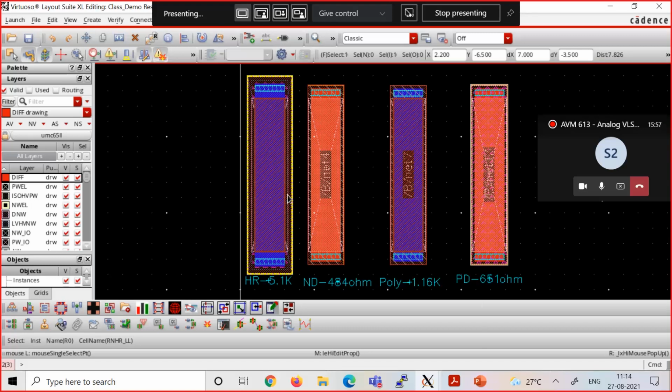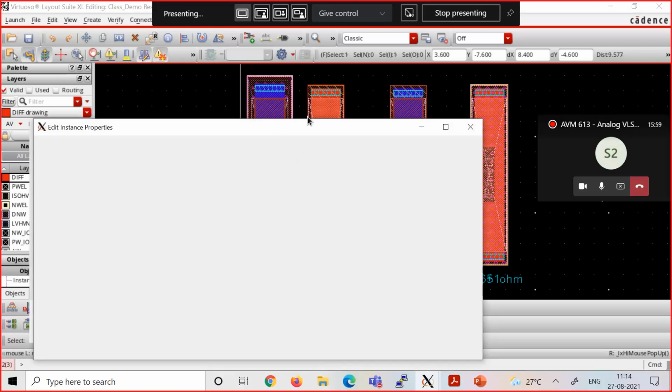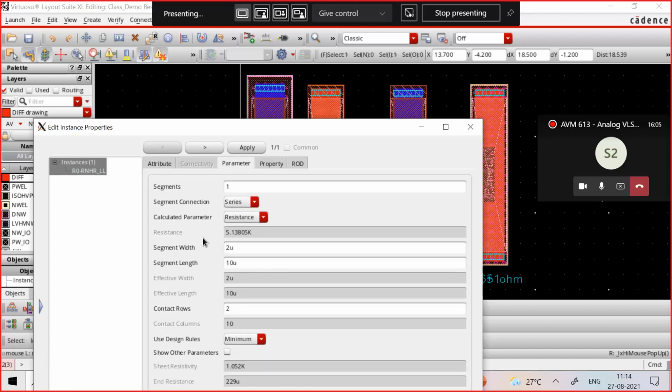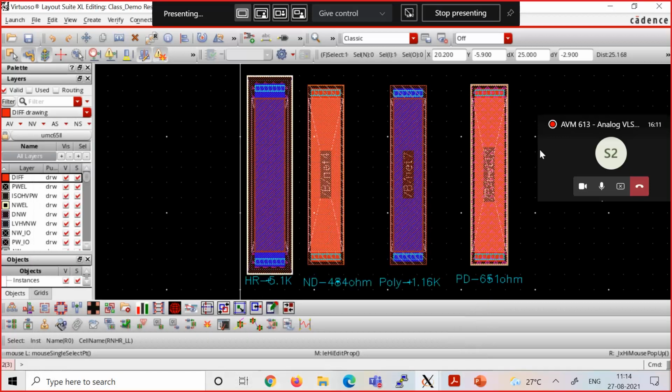So the dimensions are the same for all the 4 resistors that I have shown. If you see the dimension, the width is 2 micrometer and the length is 10 micrometer. That is the same for all the 4 resistors. Now this first resistor is with that special high resistance material, and the resistance of this particular one is 5.1K.